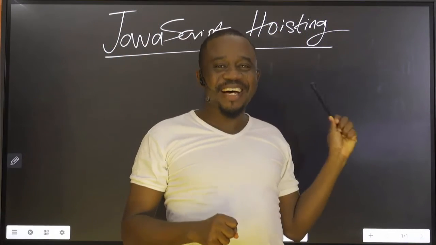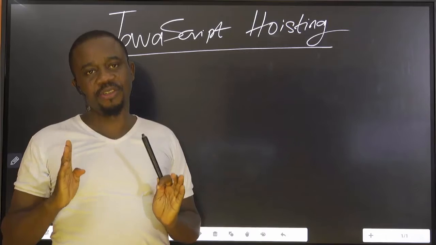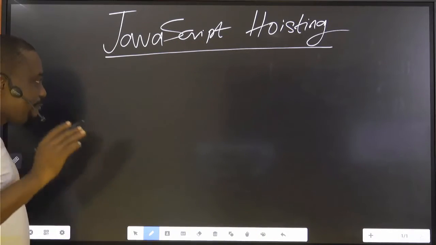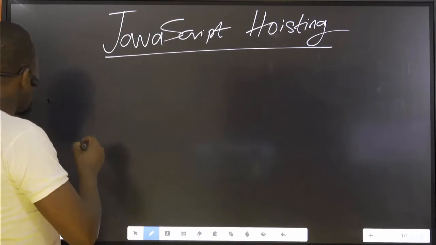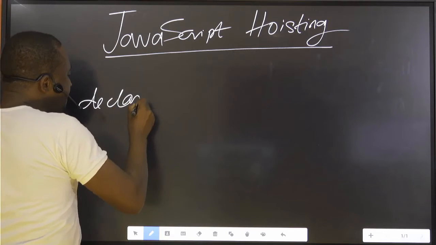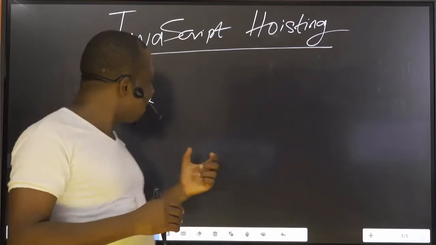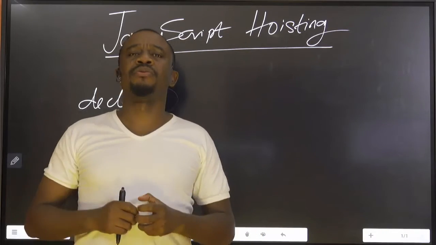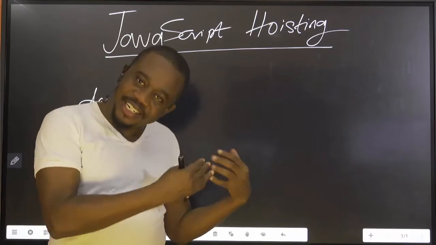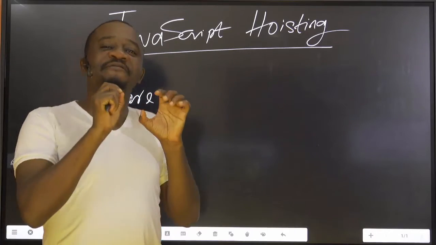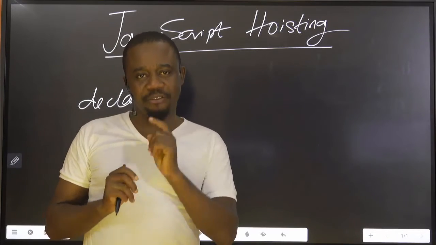JavaScript has this behavior in terms of variables and functions. Now, before we continue, let's refresh our mind on these two things. When we say declare, we say the program or JavaScript interpreter is aware of the variable. If I say I've declared a variable, I am saying JavaScript is aware that such a variable is in existence. Put that at the back of your mind.